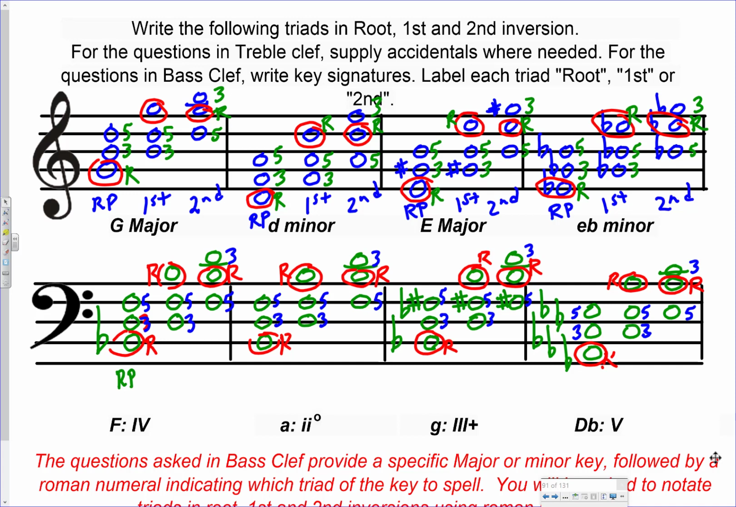G minor, well, you have to think of what the relative major for G minor is. That's B flat. So we have a B flat and an E flat in the key signature. And D flat major is 5 flats.